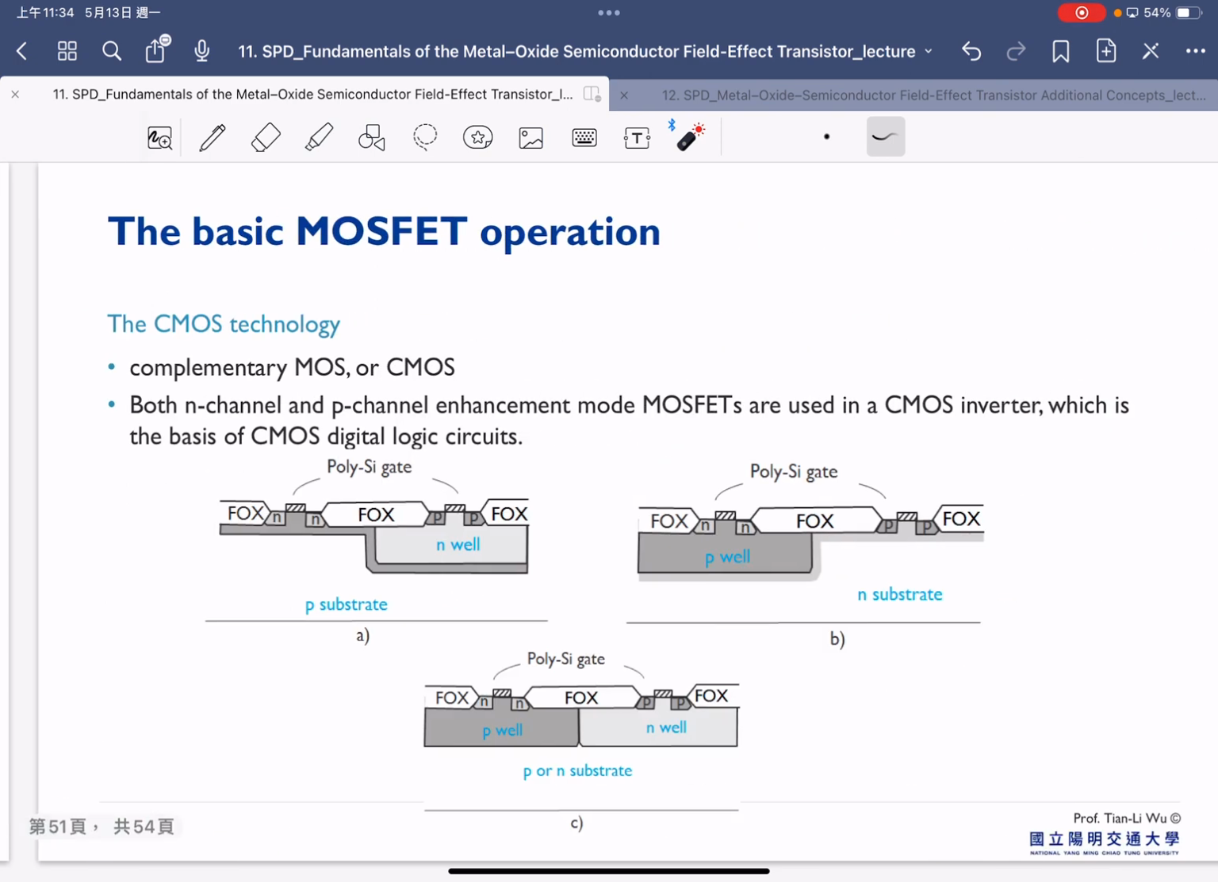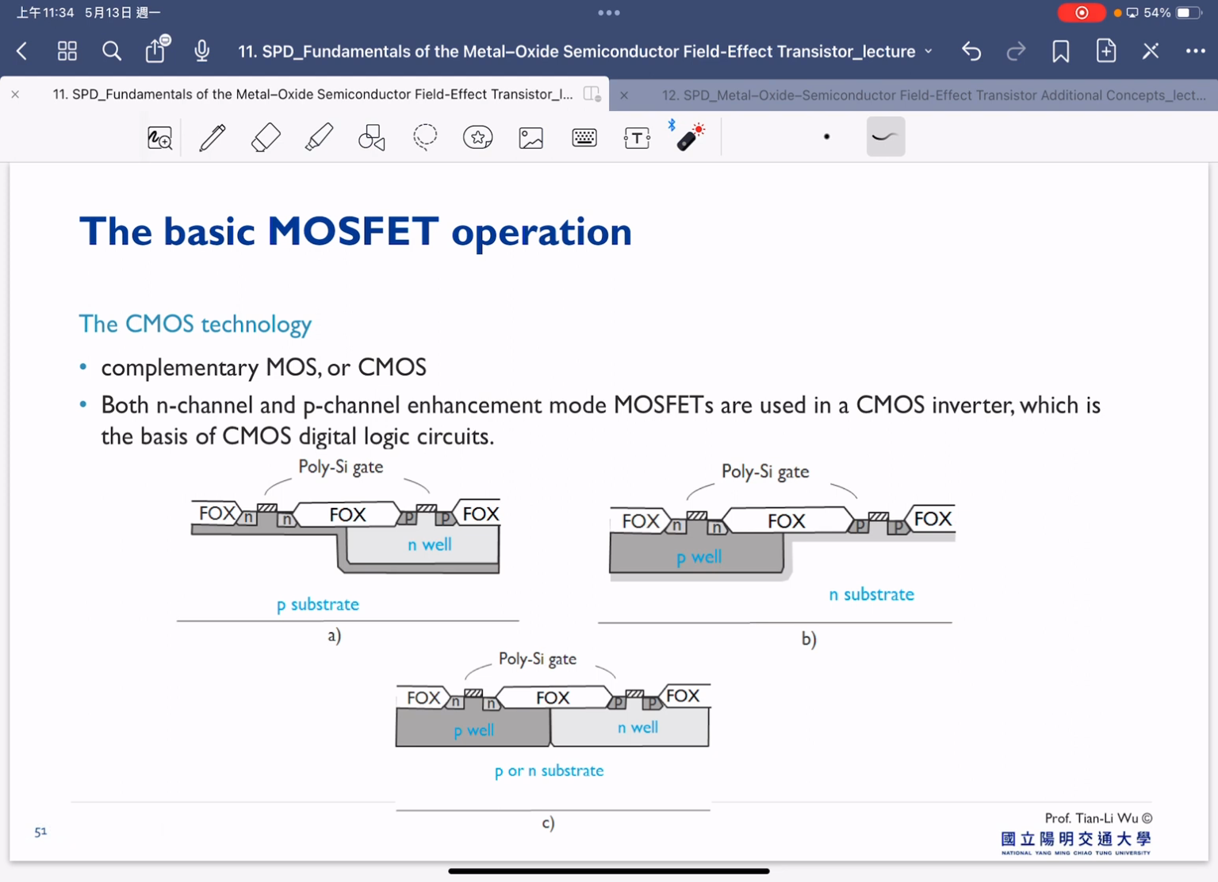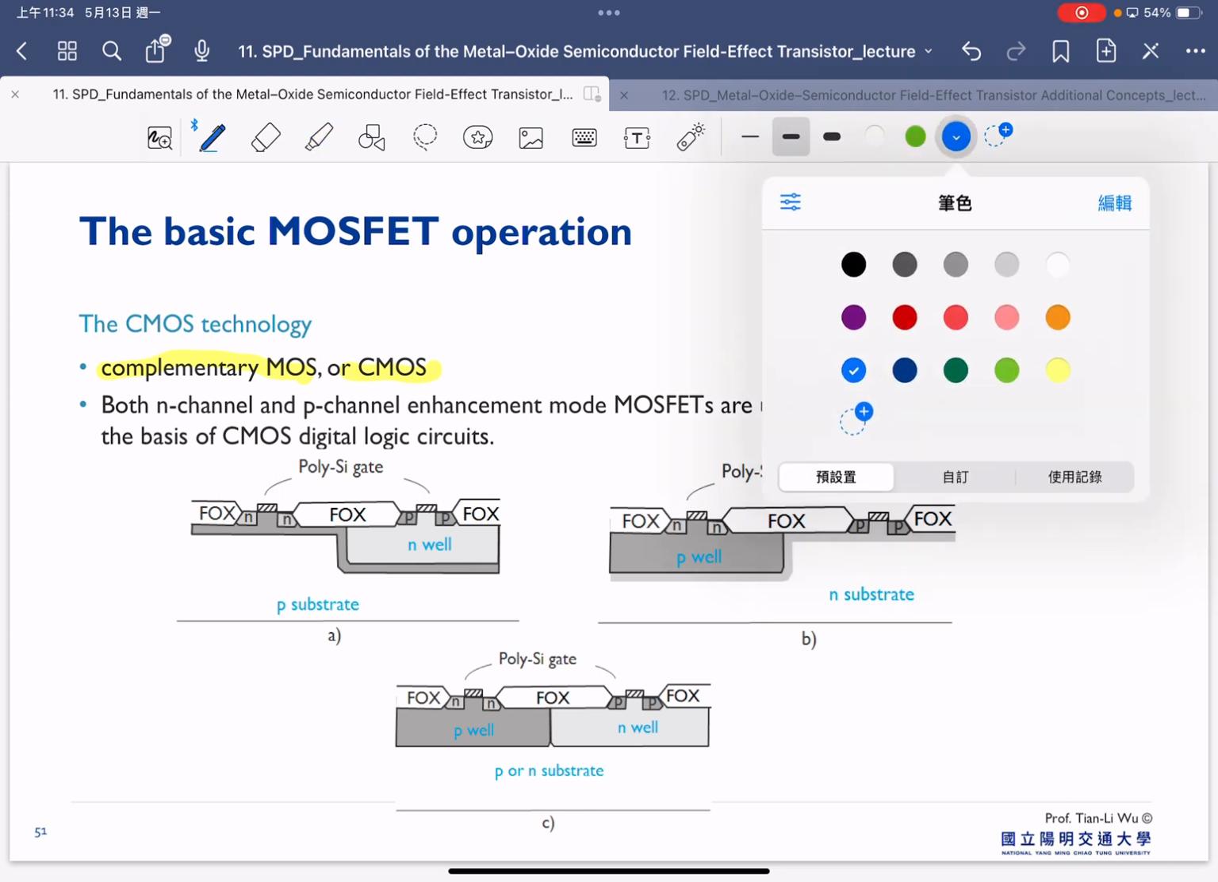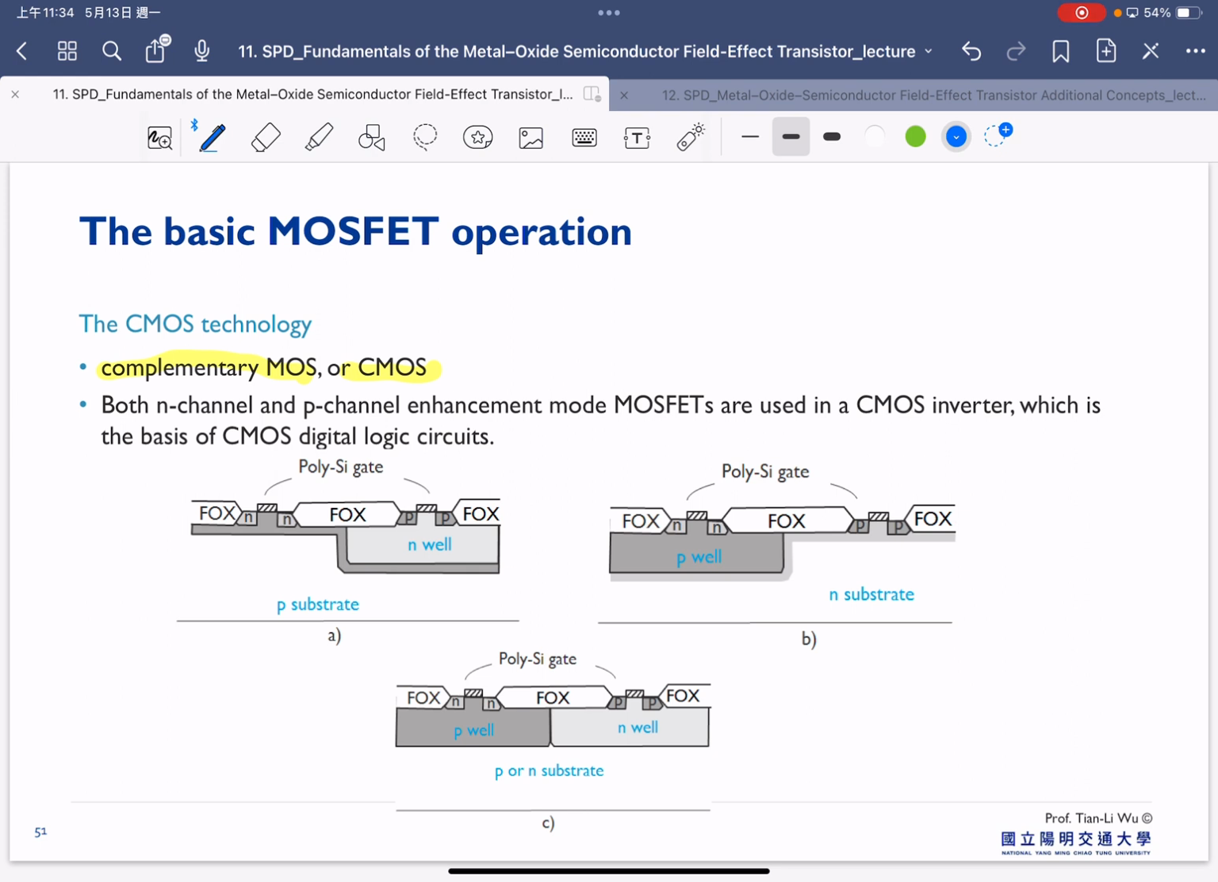So finally, we move to the last one, one of the key important things for the MOSFET: in the end, we have to integrate the PMOS and NMOS and become what we call complementary MOS, or sometimes we just refer to it as CMOS. So basically, CMOS is just a combination of the PMOS plus NMOS. On the left-hand side, this is the NMOS, and this is a PMOS.